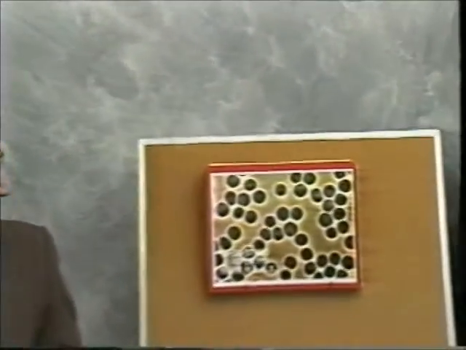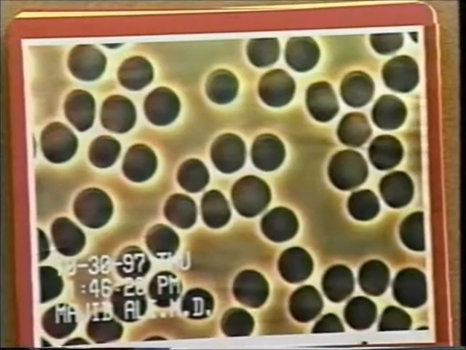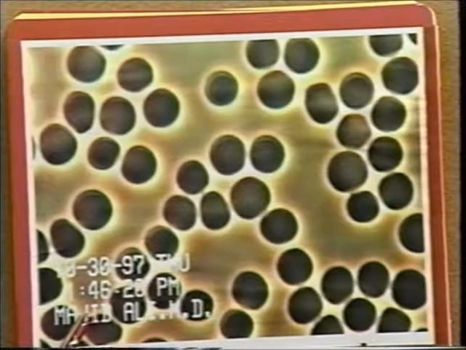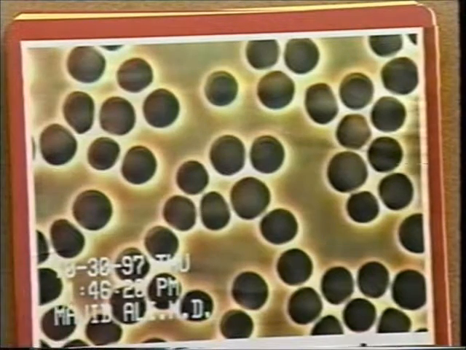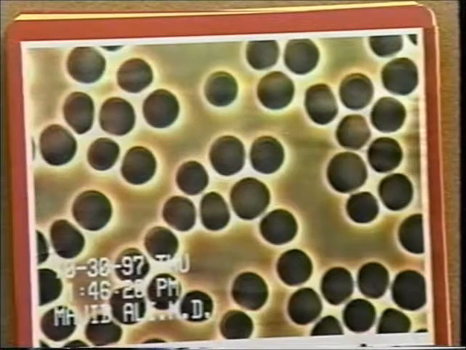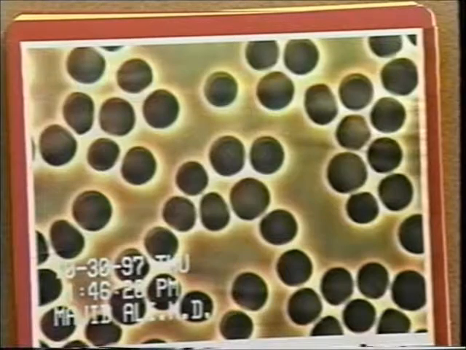So let's go and look at some photomicrographs of blood. This is a peripheral blood smear. I would consider it as an excellent example of a healthy smear. It represents approximately 20,000 magnification of the blood. This is a phase contrast microscope.